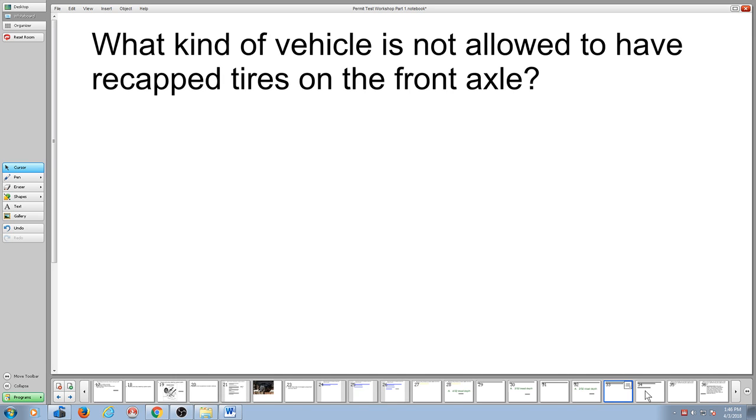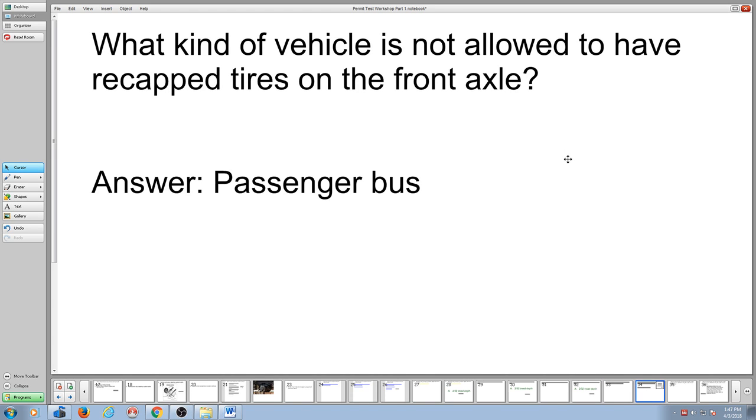Any other guesses? Recap the tires on the front axle. Are the recap tires, they come with the oil? No, recap tires is like retreaded tires. Yeah, thank you. So they basically just put new tread on the tires. Oh, new tread? Yeah, but it would be passenger bus.